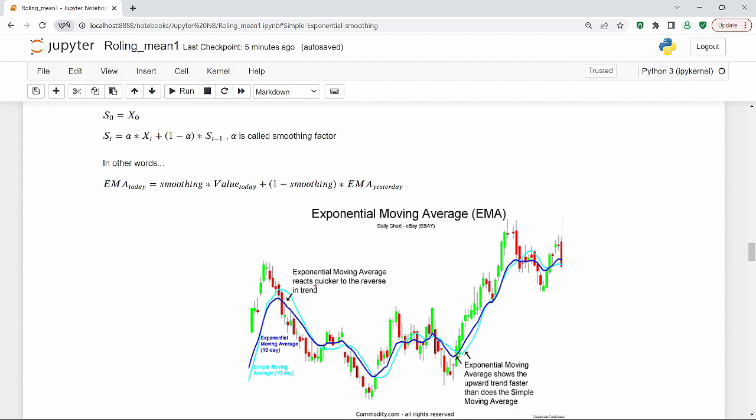Exponential moving average reacts quicker in a reverse trend, as you can see here, compared with simple moving average. Here, when we have a change in our data, exponential moving average, in dark blue, can react faster than the simple moving average, as you can see here. And also, when we have an upward trend, we can check that exponential moving average reacts faster than simple moving average.